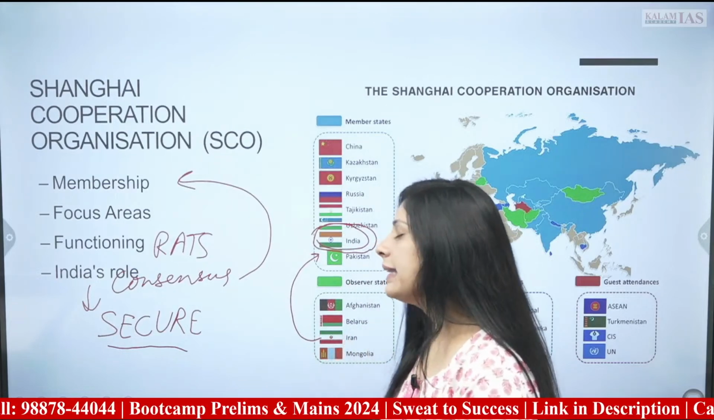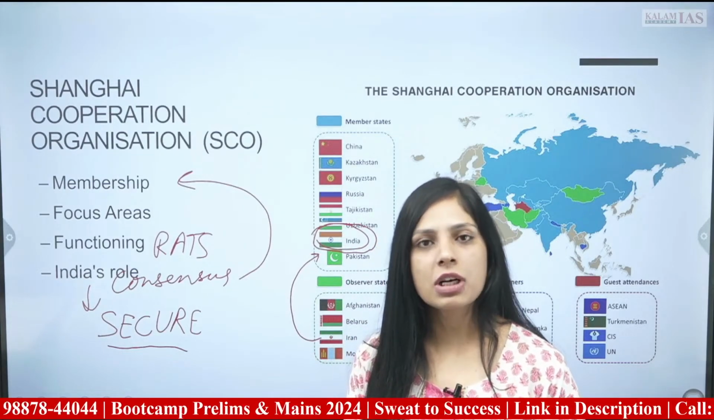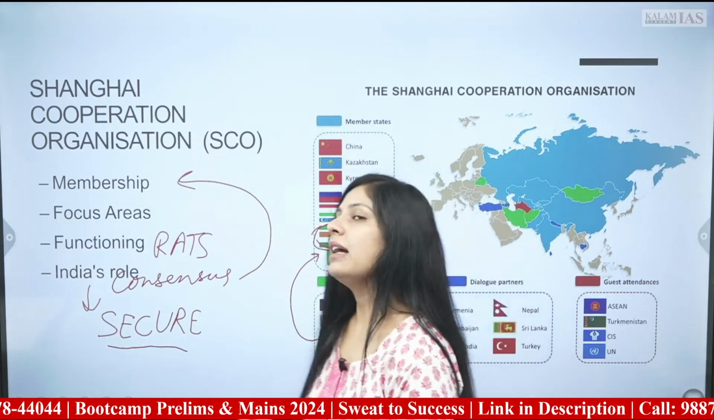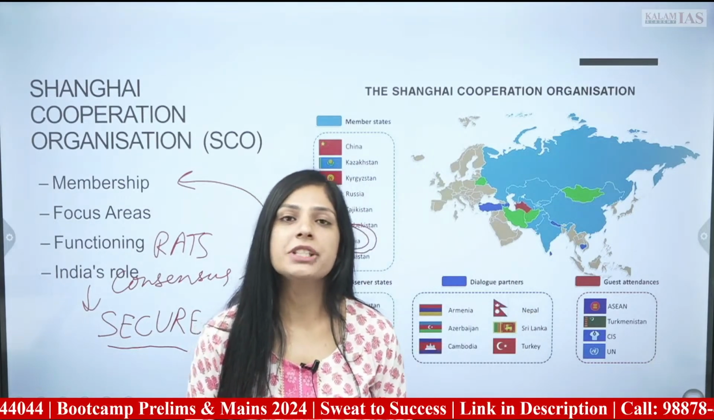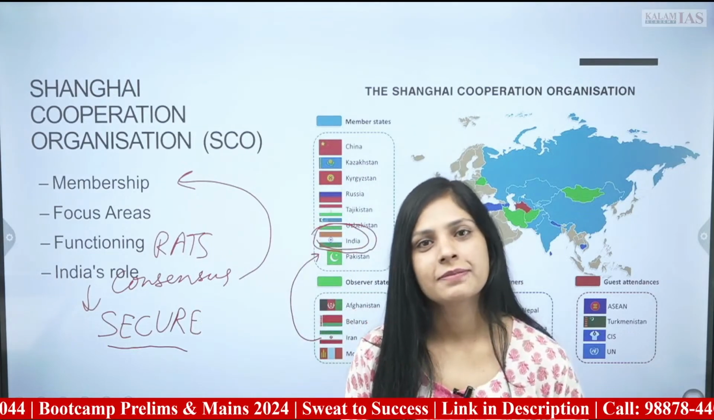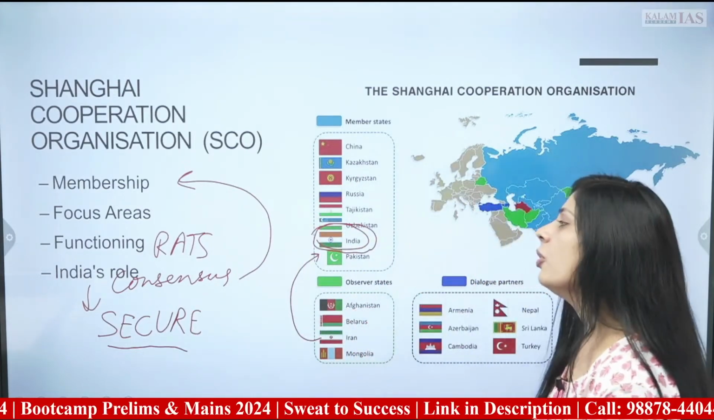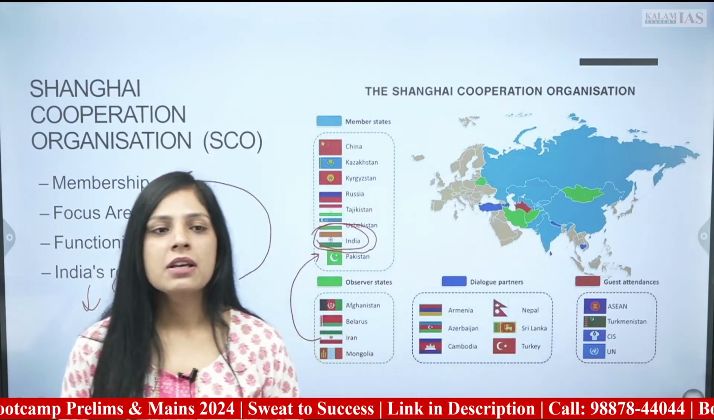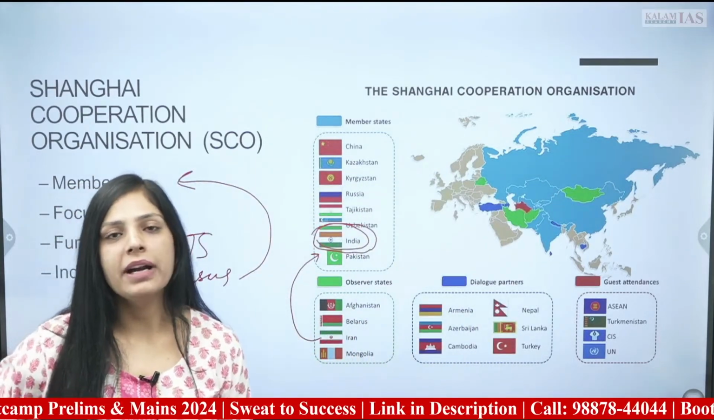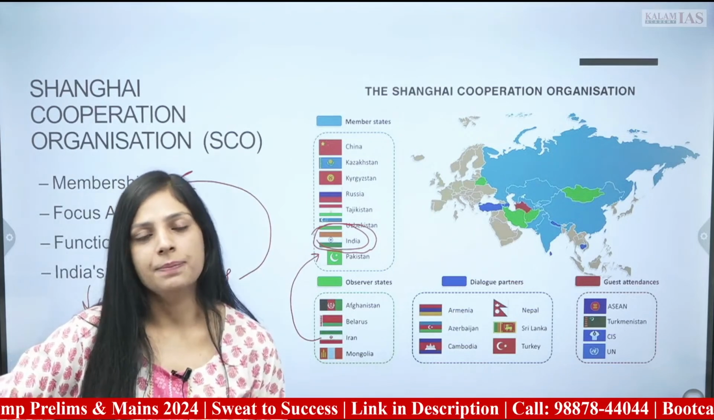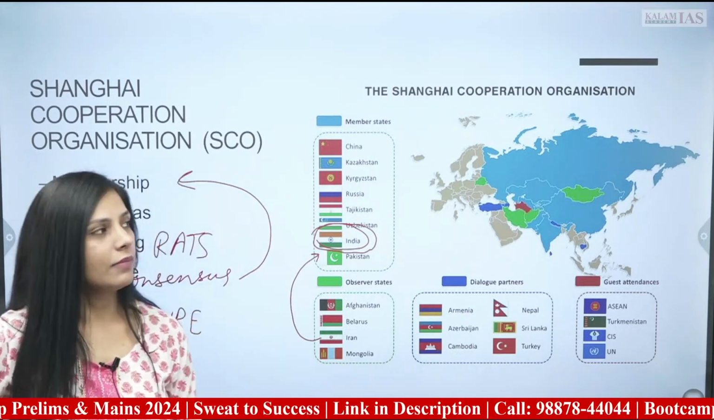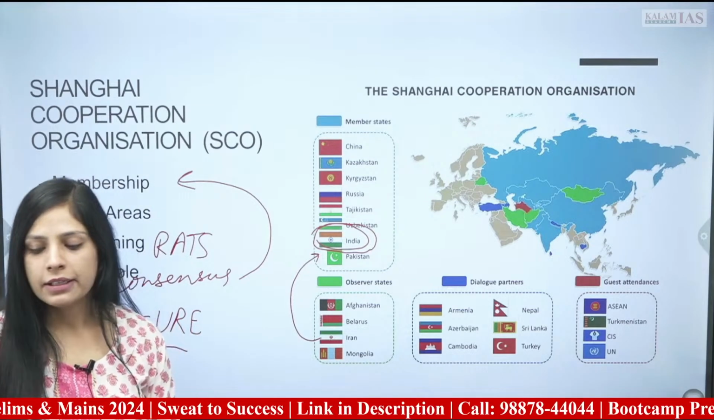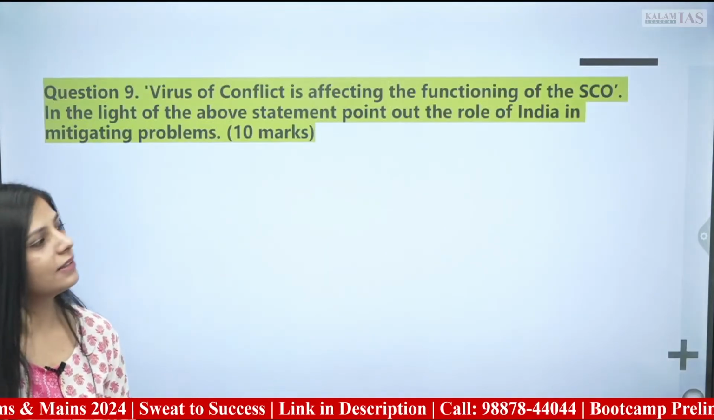So these are the areas where India is willing to work upon, right? So you can see where India is playing a major role in the institution, right? So this is how you can go on preparing the international institutions, which form a very important part in the UPSC exam, right? So we have seen how international institutions can be prepared. Now we should come back to the question.